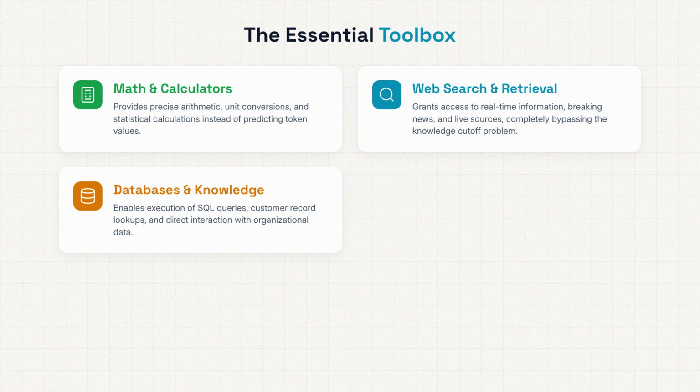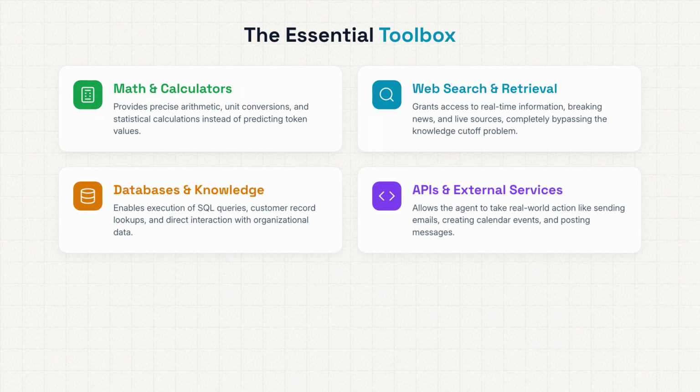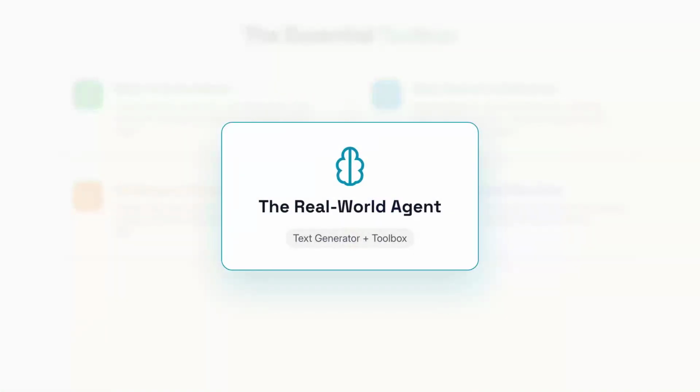Third, databases and knowledge bases. This is huge for enterprise applications. Your agent can write SQL queries, look up customer records, check inventory levels. It can interact with your organization's actual data. And fourth, APIs and external services. This is where agents start to take real action in the world: sending emails, creating calendar events, posting messages to Slack, triggering a deployment pipeline. The possibilities here are essentially limitless. When you connect all four of these to an LLM, you've transformed it from a text generator into something that can genuinely operate in the real world.